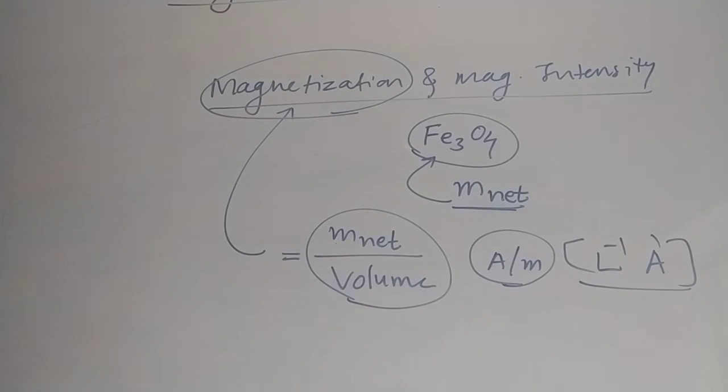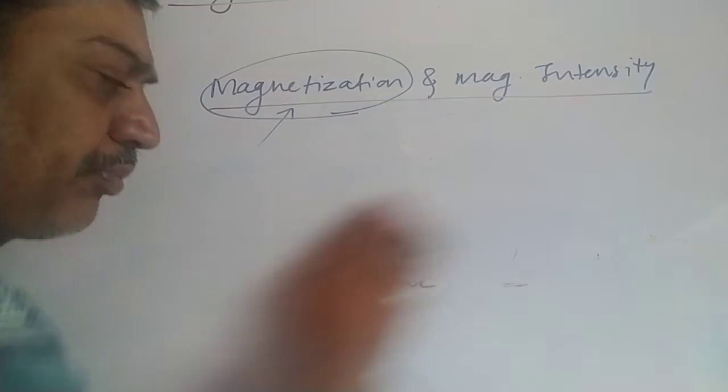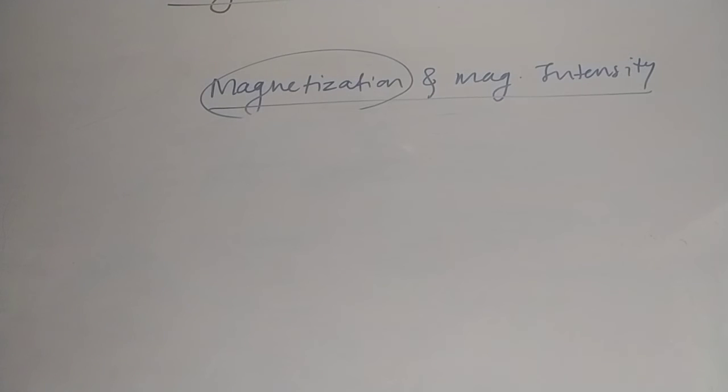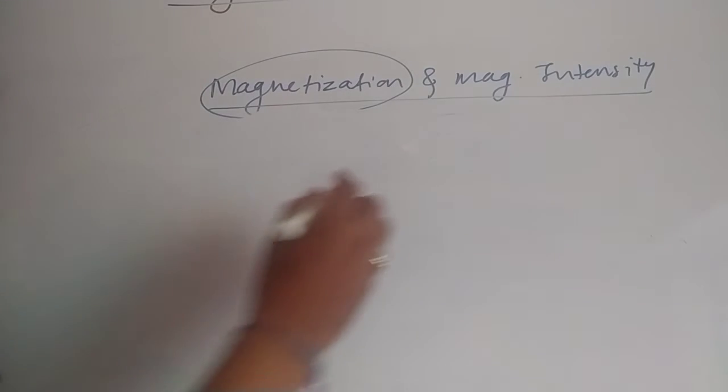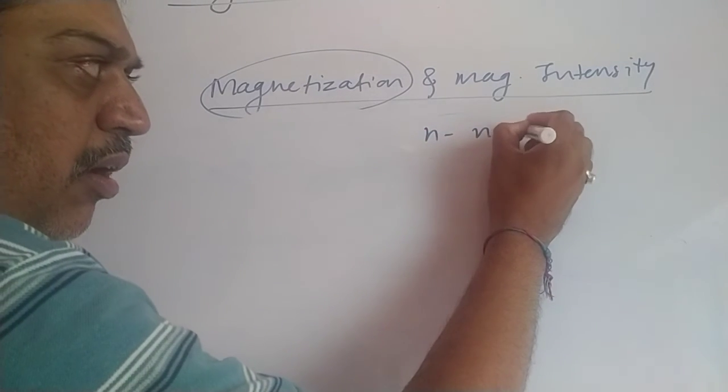Now apart from this, we have to learn a little bit in detail about this magnetization. So let's start with the details. I hope all of you will learn about magnetization now. Now we have to derive some equations. Suppose we have taken a rod, such as a solenoid, a rod of a material like Fe3O4, and it is placed in a solenoid having n number of turns. Small n is the number of turns.